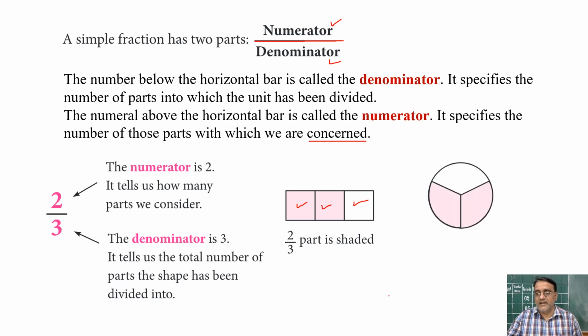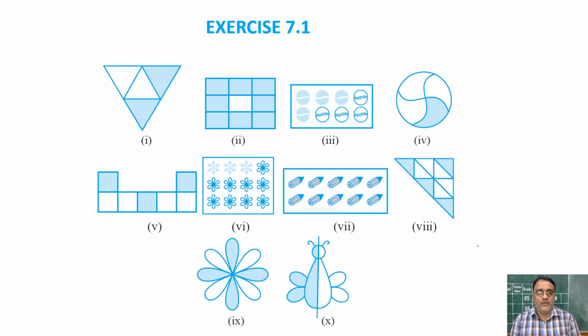So 2 by 3 part is shaded. Next figure. Now how many parts are shaded here? 2 parts. So the fraction is again 2 out of 3. That is 2 by 3 part is shaded. Now we are moving toward exercise 7.1 with the first question.